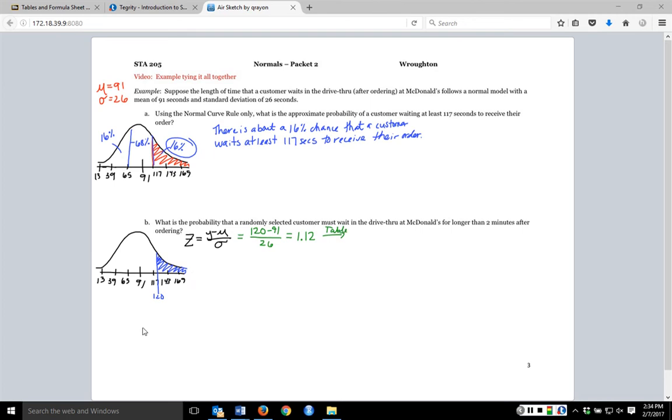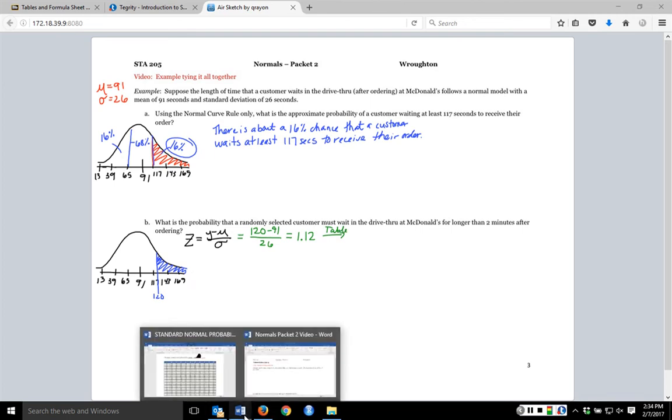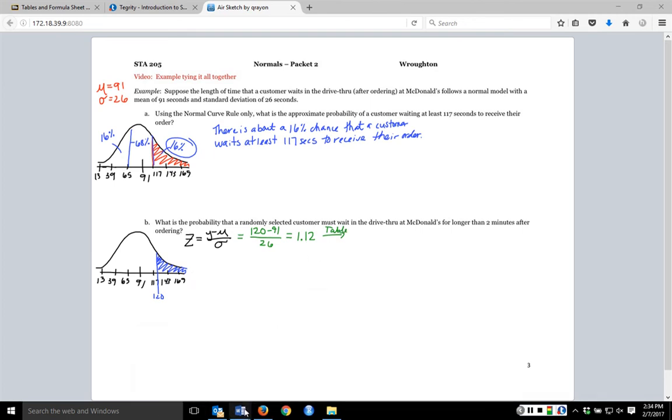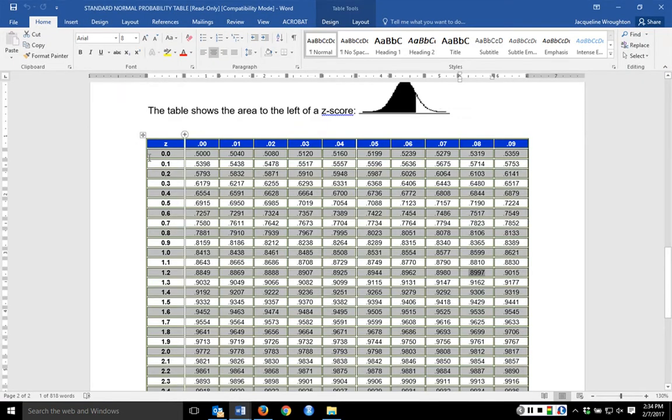We're going to take that value to the table. Well, here we're working from the outside in, right? This one I have a Z score. So that's a number here on the outside of the table. So I'm going to look for the 1.12. And I get 0.8686.